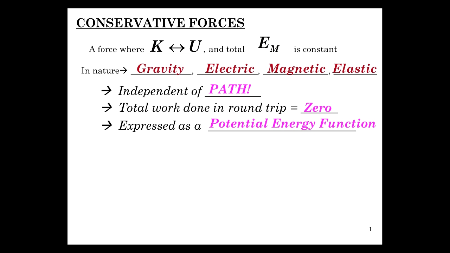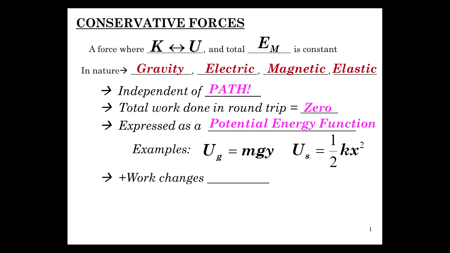Also, it can be expressed as a potential energy function. So if the force is conservative, it has an associated equation for the energy. The potential energy of gravity is mgy. So there's the force, mg, and there's a spatial position associated with it. Likewise for the spring potential energy, there's the equation, and it has a spatial position associated with it, namely the stretch in the spring.